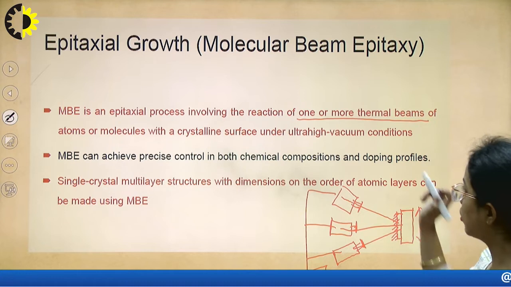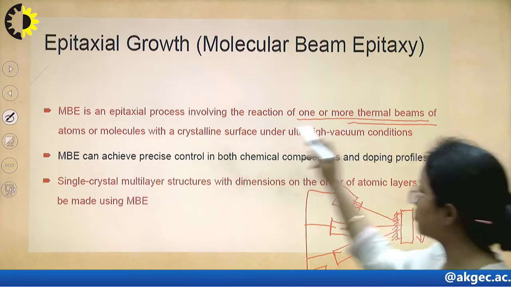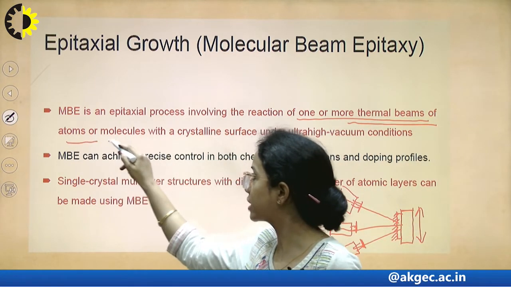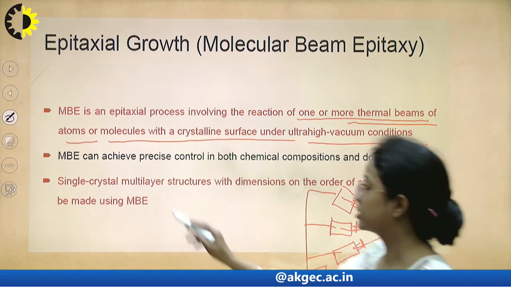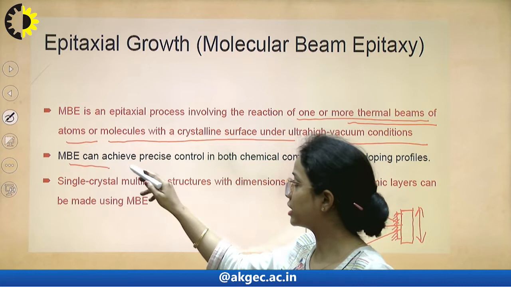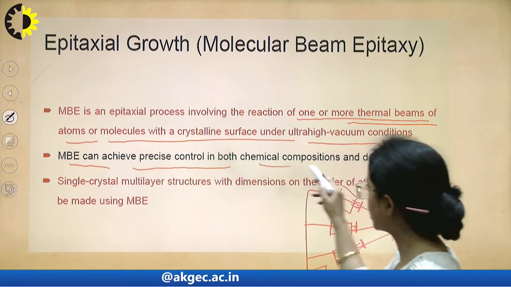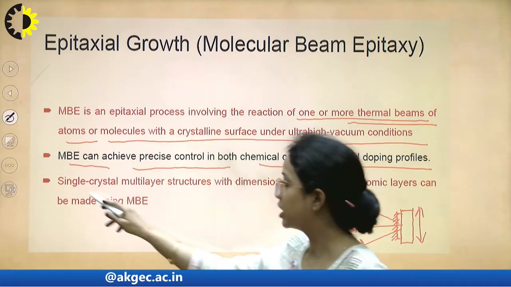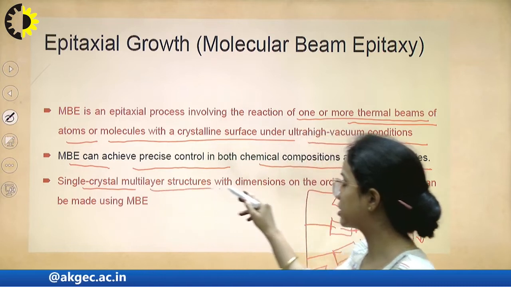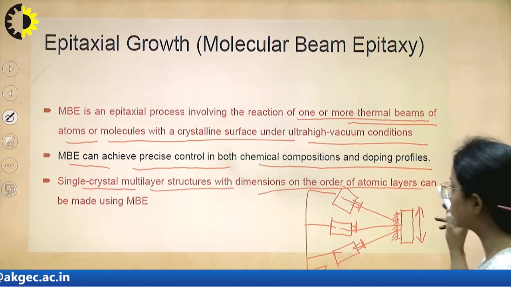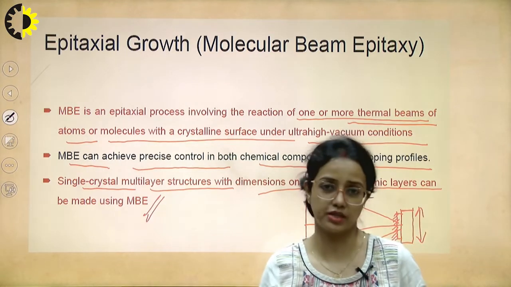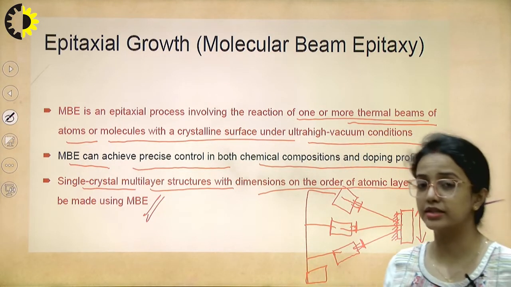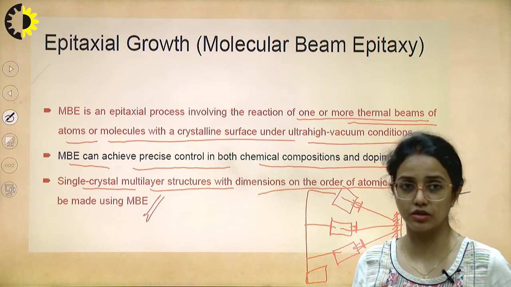So here we can call it one or more thermal beams of molecules or atoms with a crystalline surface under high vacuum conditions. Molecular beam epitaxy can achieve precise control on both chemical compositions and doping profiles. Single crystal multilayer structures with dimensions of the order of the atomic layer can be made using molecular beam epitaxy. It is that precise.